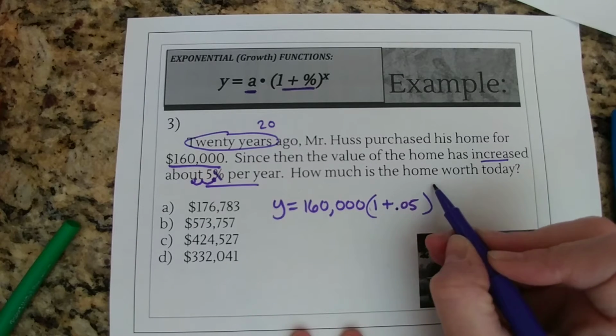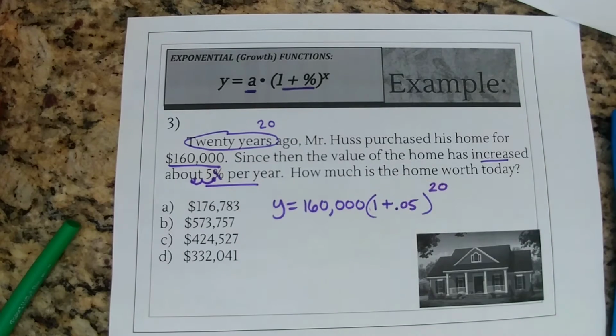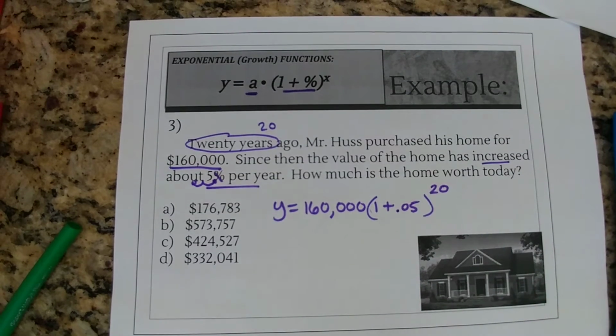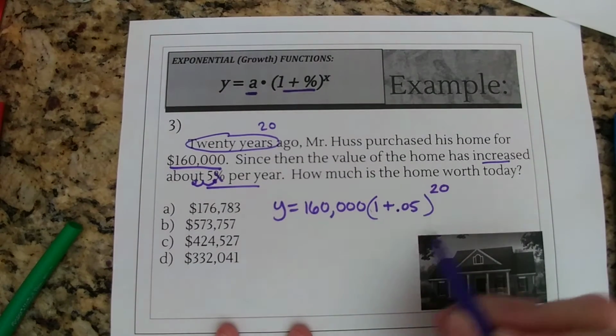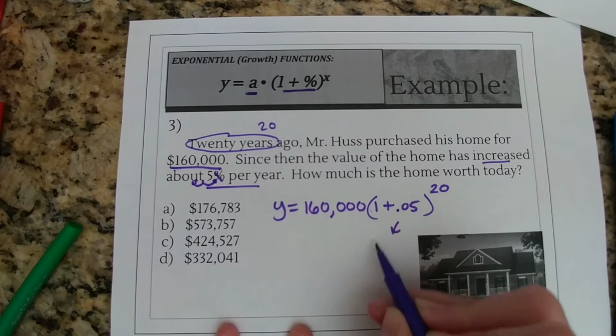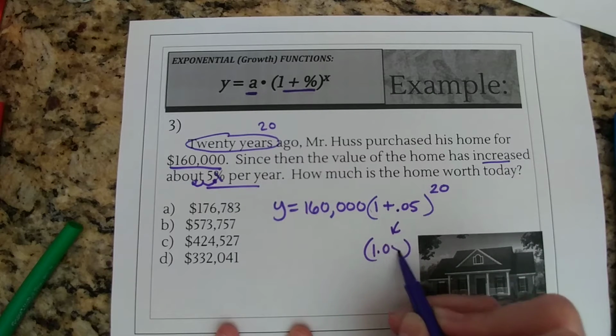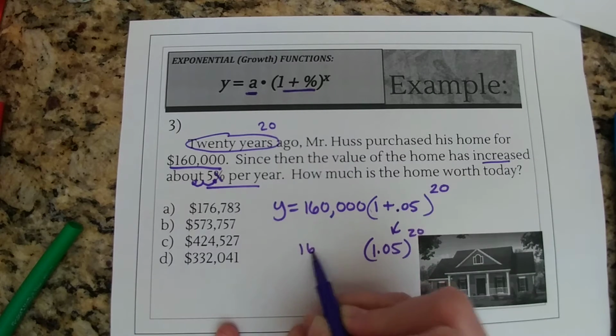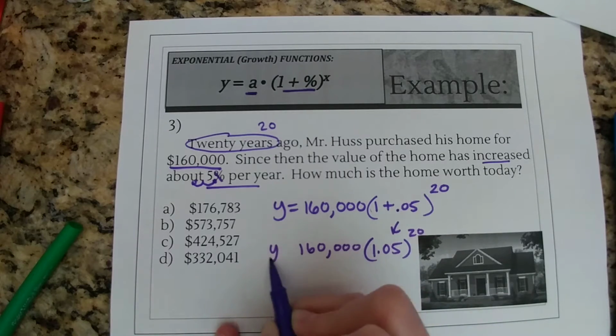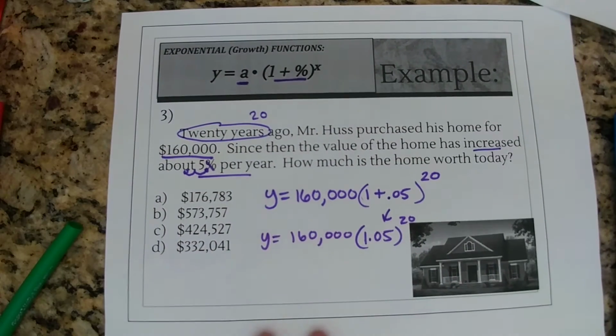Exponent up here, 20 years. So 20 years later, what will the home be worth? This is what we're going to put in our calculator. Keep in mind that in the parentheses, this is 1.05. Again, we see a number that is bigger than 1, which shows us it's growth.